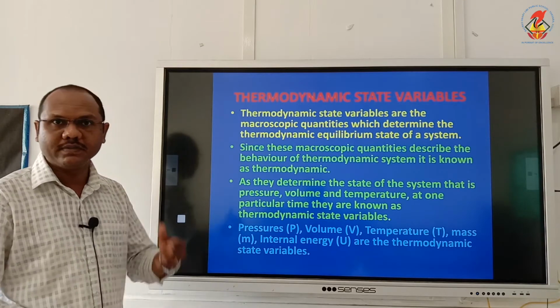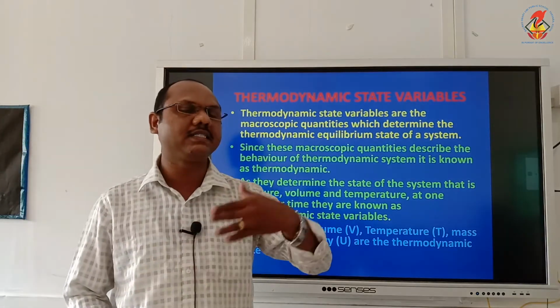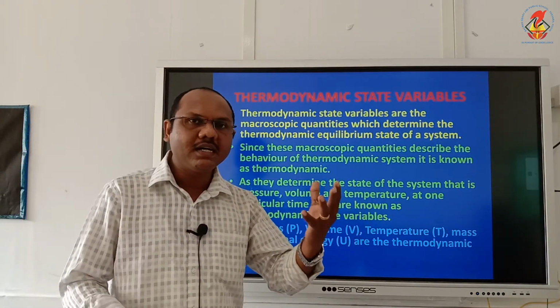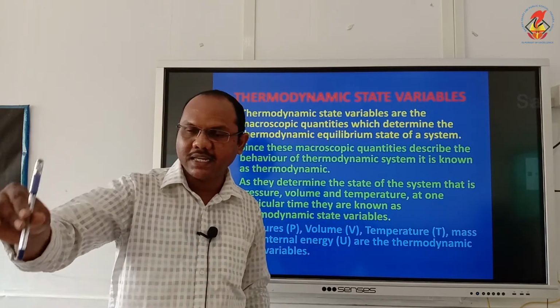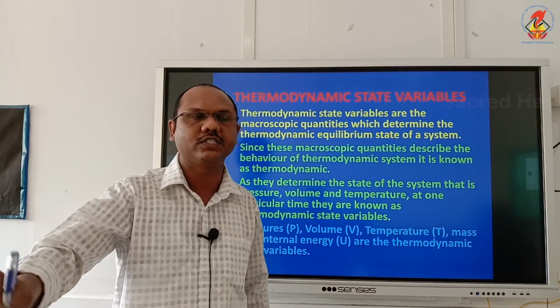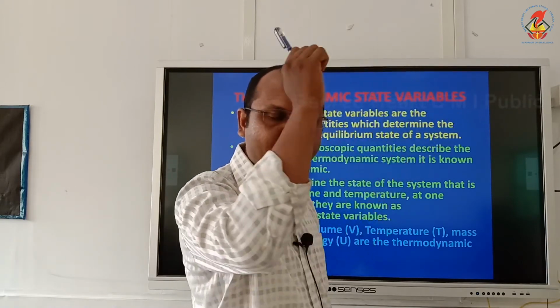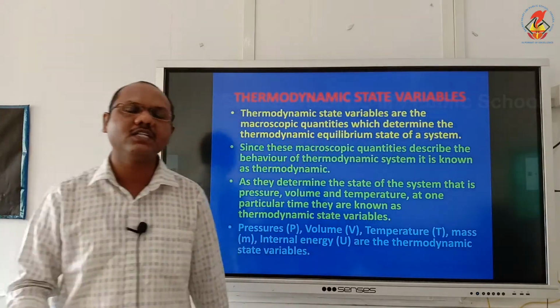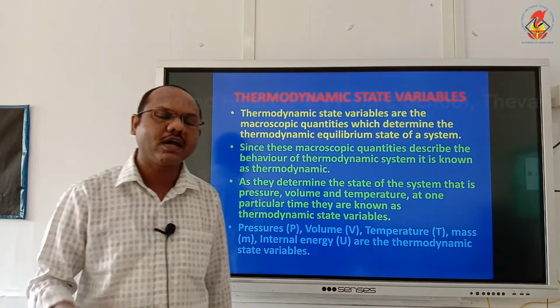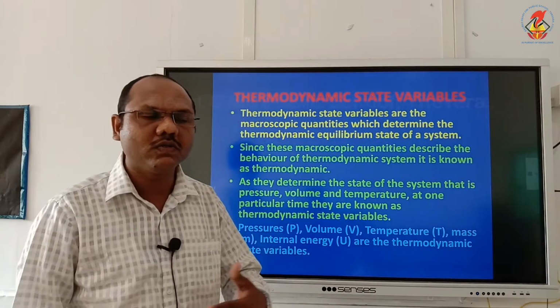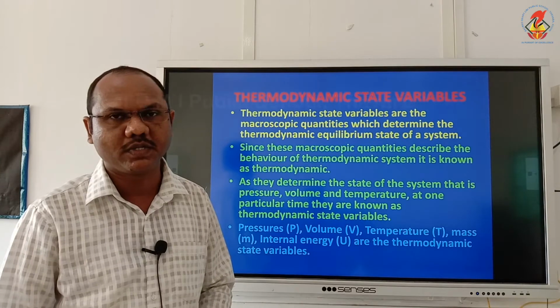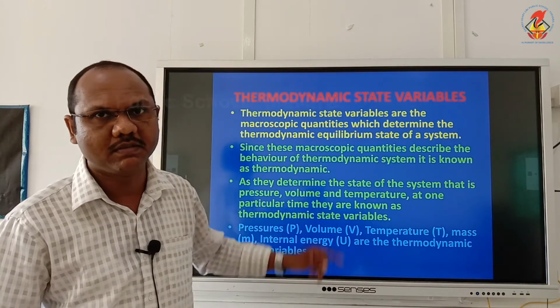Example, just now I gave water turning to vapor. Here, for temperature, we are just measuring the initial temperature, 25 degrees Celsius, and when the water becomes vapor we measure the temperature, 100 degrees Celsius. So, we are just measuring the initial and final temperature. We are not taking how the body achieved that temperature. So, temperature is a state variable.